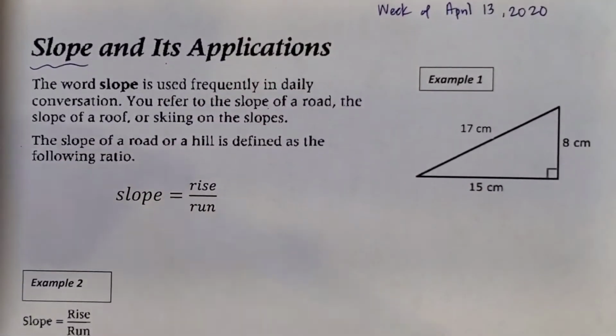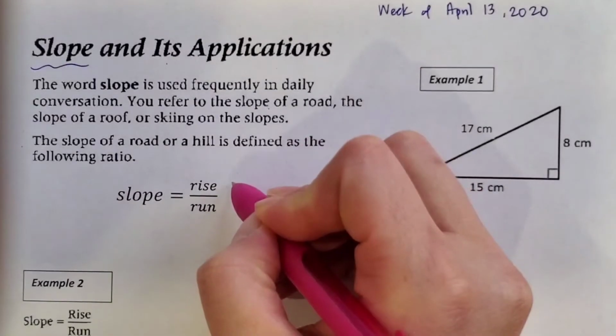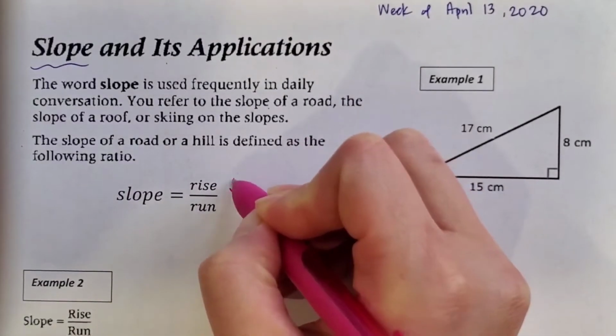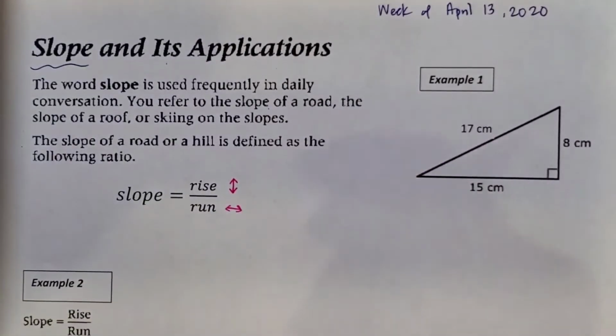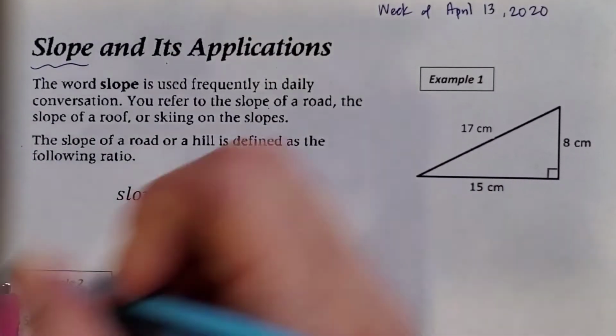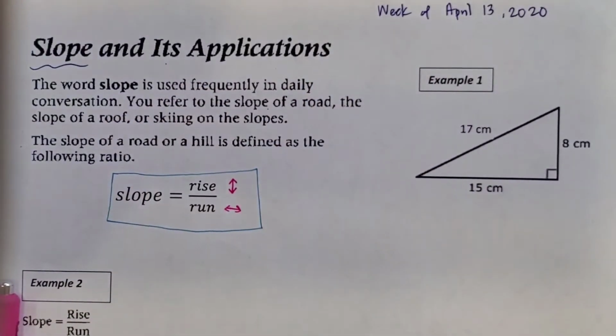So this ratio is saying, in order to find the slope, it's rise over run. Rise goes up and down, and run goes right and left, if you think of when you're running. Okay, so that's super important. I'm going to put a box around this because this is what today's lesson is all about.